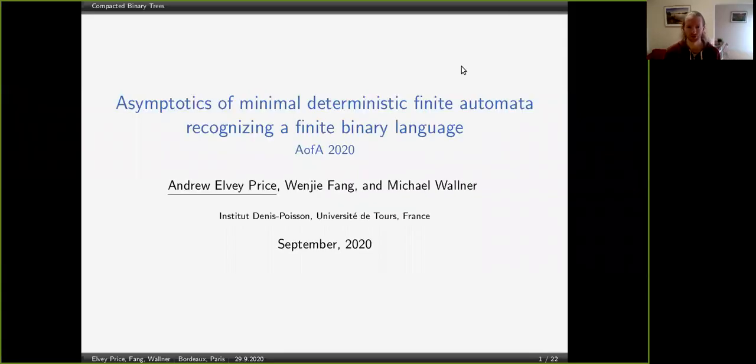Hi everyone. So today I'm going to talk about an enumeration problem for a certain class of DFAs, that is Deterministic Finite Automata. So this is joint work with Wenjie, Fang and Wallner.